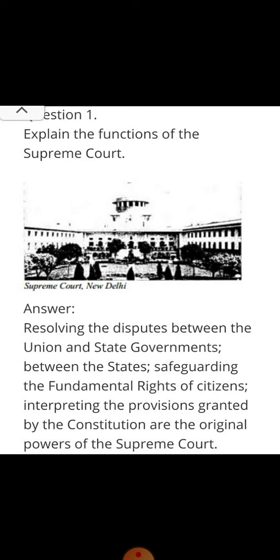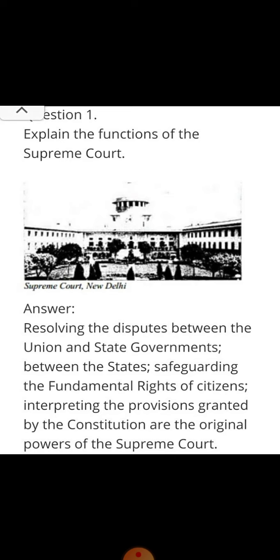Next, we will move to the question answers. Explain the functions of the Supreme Court. What are the functions of the Supreme Court? Well, resolving the disputes between the union and state governments, between the states, safeguarding the fundamental rights of citizens, interpreting the provisions granted by the Constitution, and the original powers of the Supreme Court. Well, the Supreme Court is going to solve the disputes that take place between the union and the state governments, between the states.